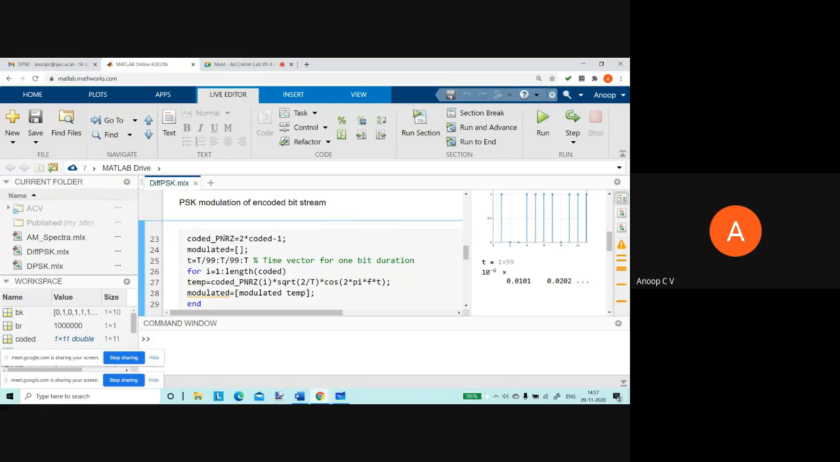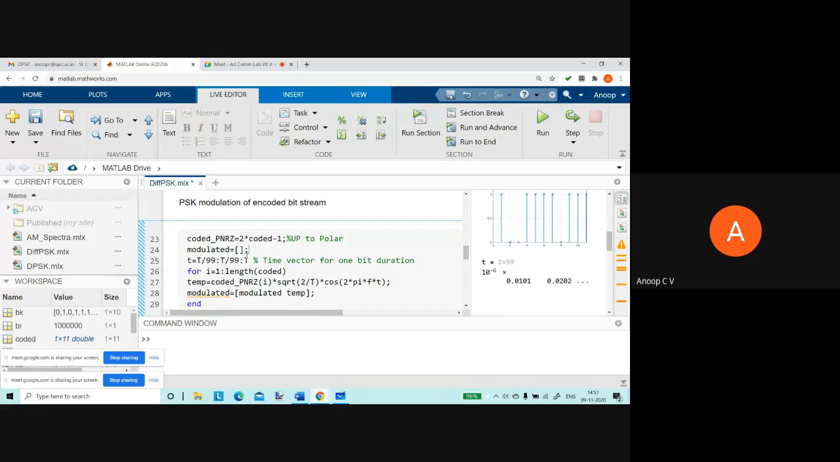So this first step, maybe I'll write it as a comment, is unipolar to polar conversion. Then, as I told, bit by bit we'll generate the modulated signal, and then we'll append it one after the other. That's what we are going to do.